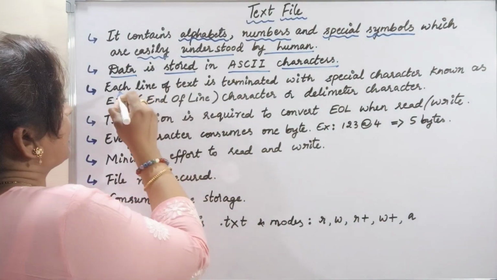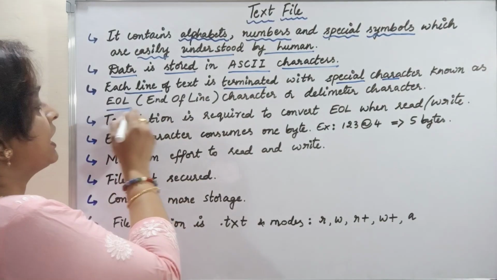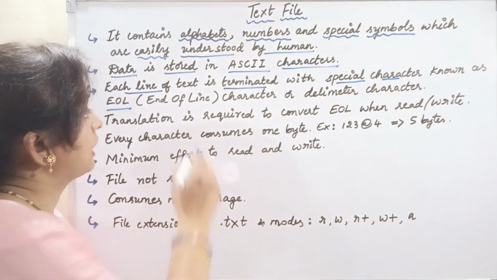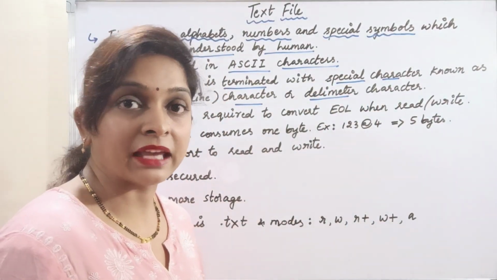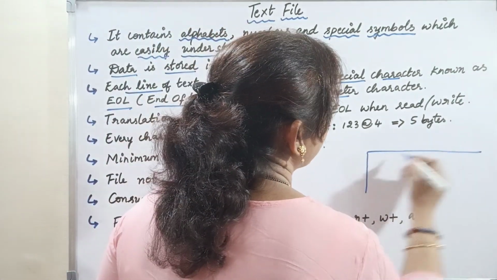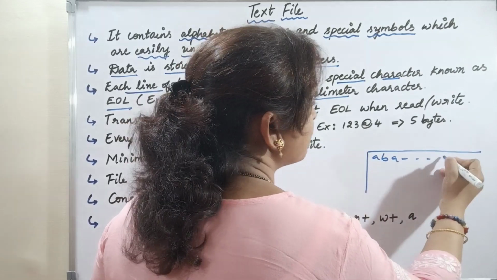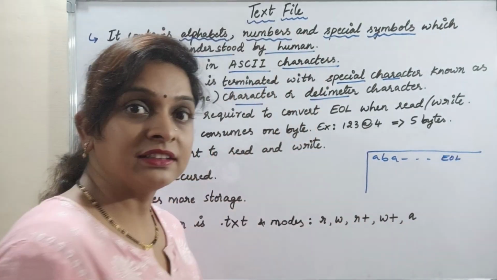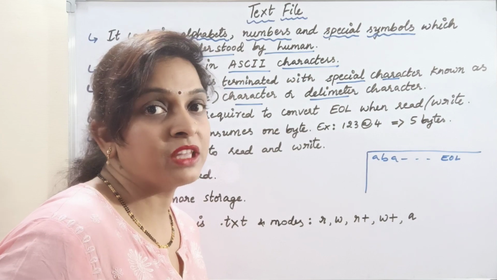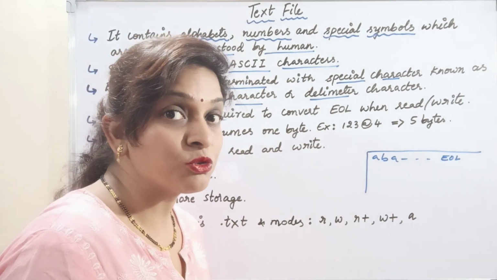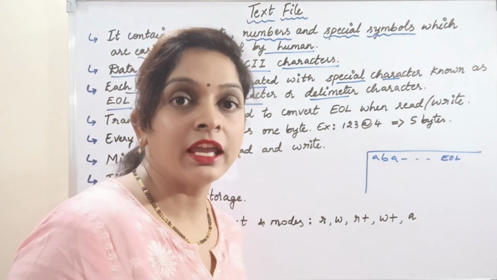Now, each line of text is terminated with a special character known as EOL, end of line character, and we also call that a delimiter character. So if you have a file, every line, so for example I have written some characters, every line is terminated with end of line, and this particular status we use to fetch the data from the file, not end of file. So we have used this, right? So every line of data is terminated with EOL.